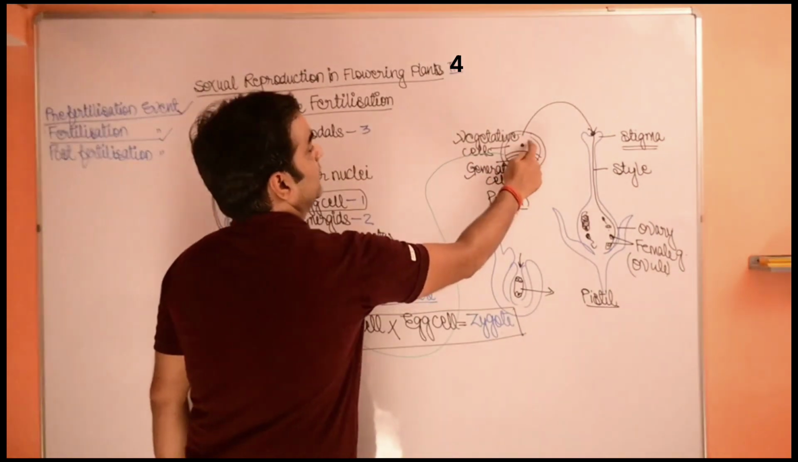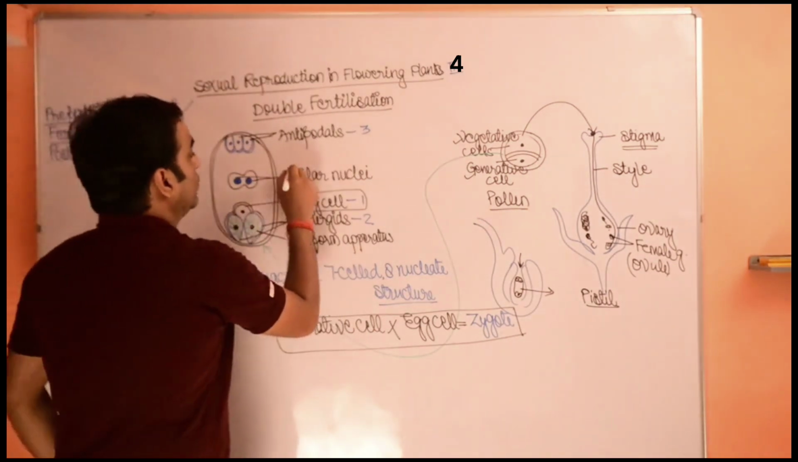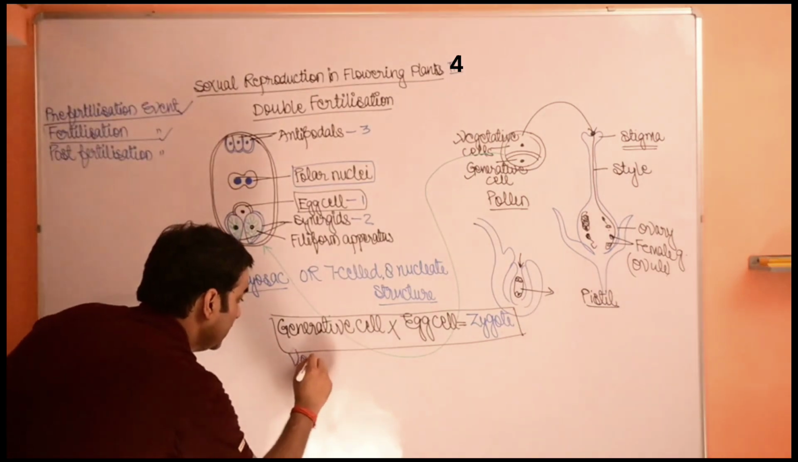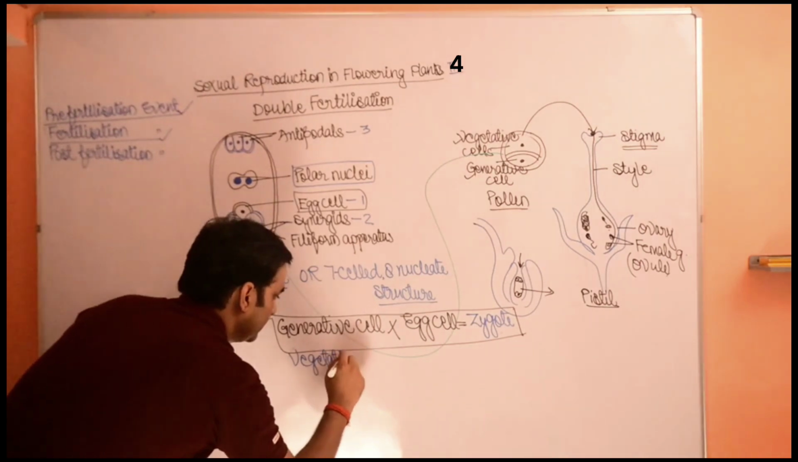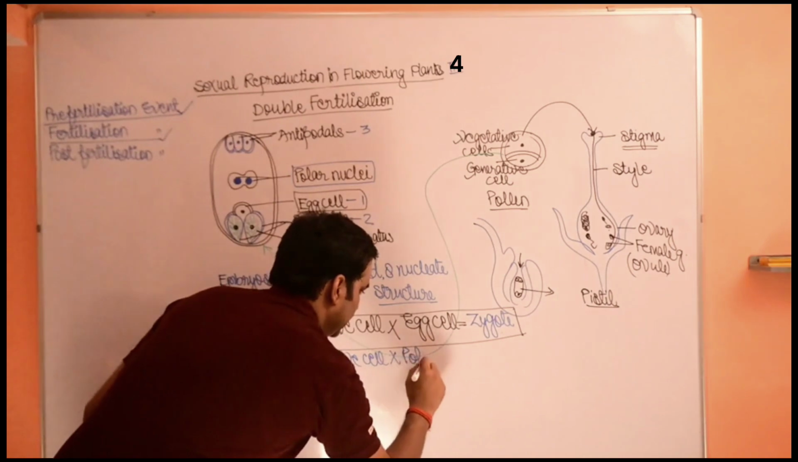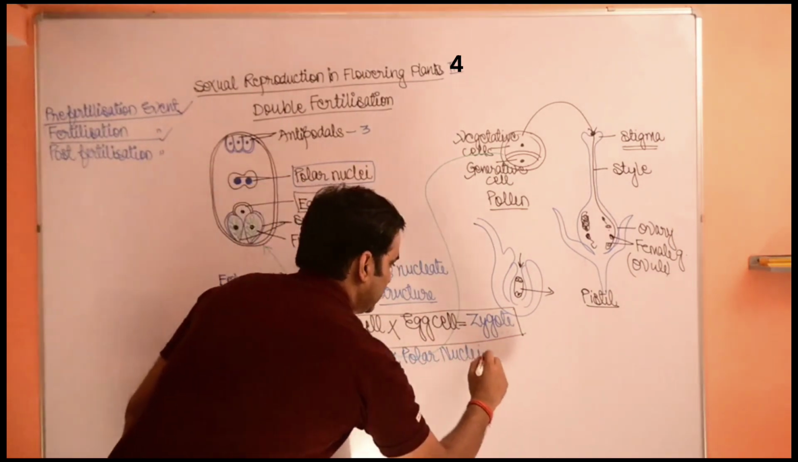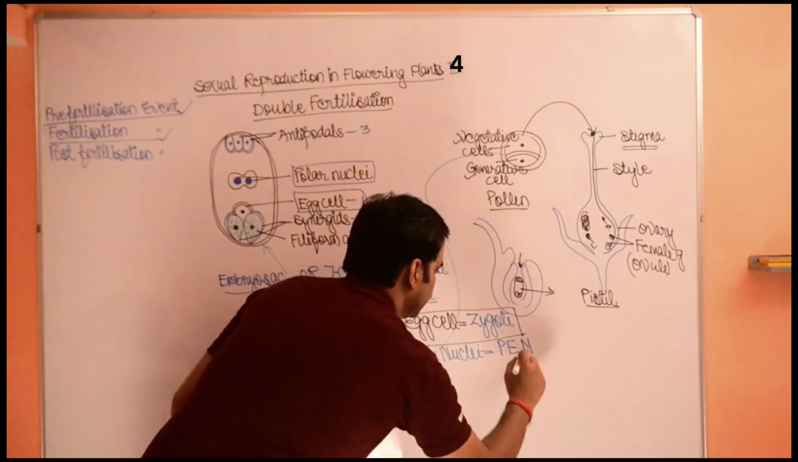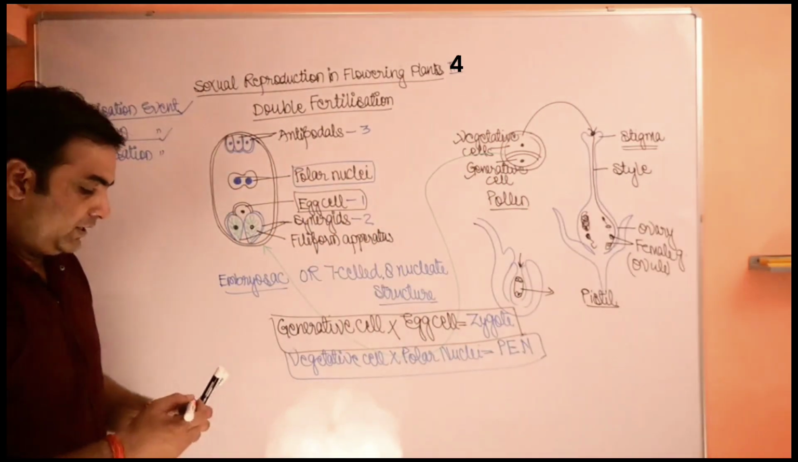Only the generative cell fused, right? This vegetative cell is left. So this vegetative cell will go and fuse with the polar nuclei. So we can write another box: vegetative cell fuses with polar nuclei, and that forms the primary endosperm nucleus.